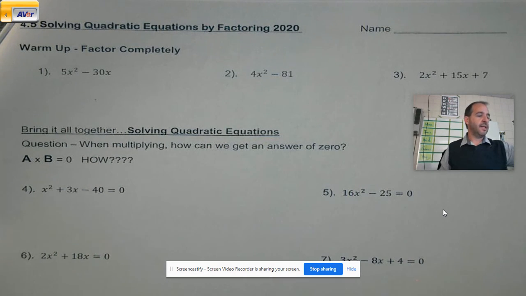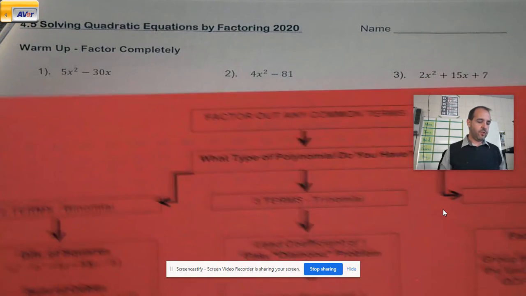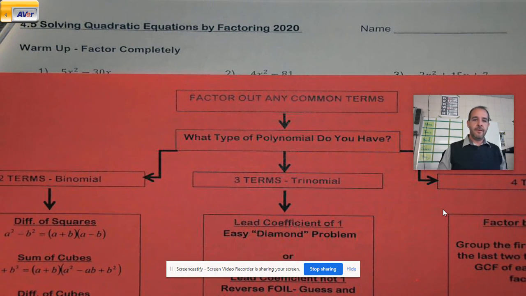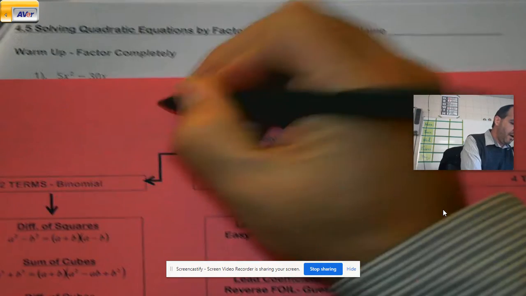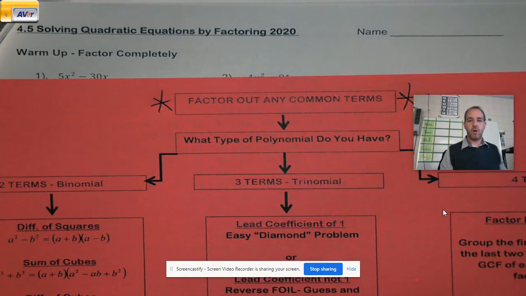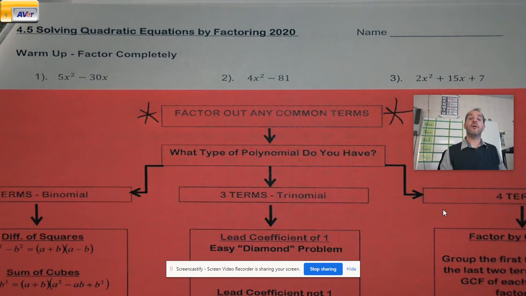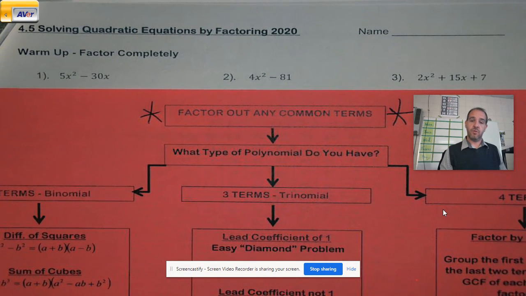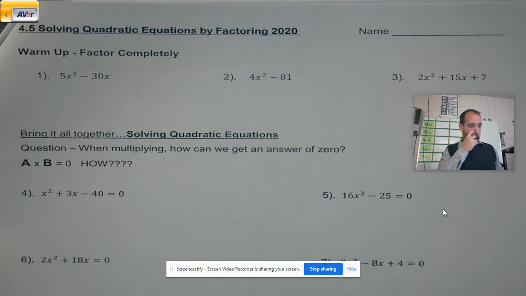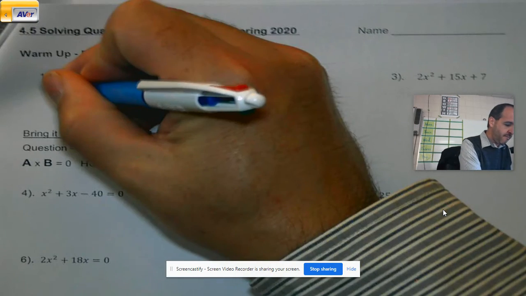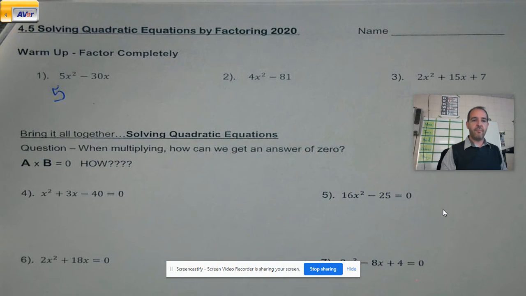Warm up, factor completely. All right, grabbing my handy dandy help sheet again, which is posted at the bottom of this lesson. This is always numero uno, number one. Factor out any common terms, whether it's a coefficient, whether it's a variable, whether it's both. So when I say that, does anything divide into both 5 and 30? Hopefully your answer is a resounding yes. 5 goes into both of those.